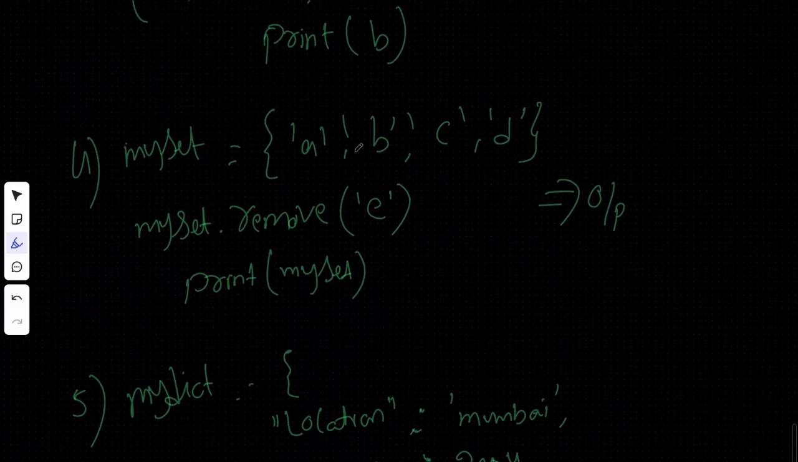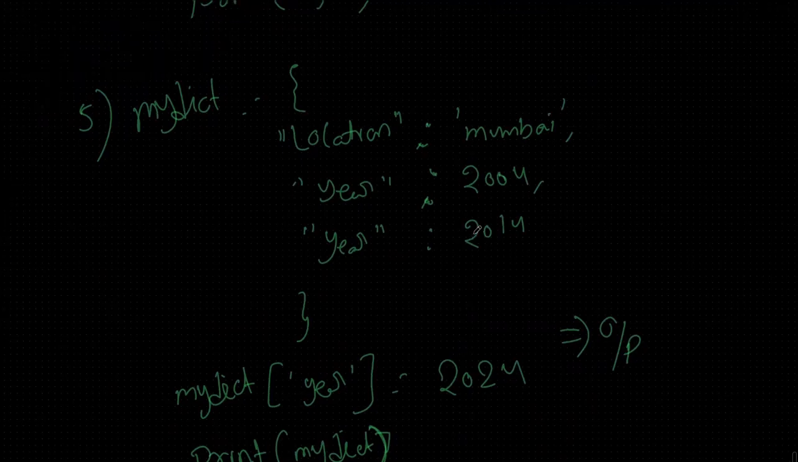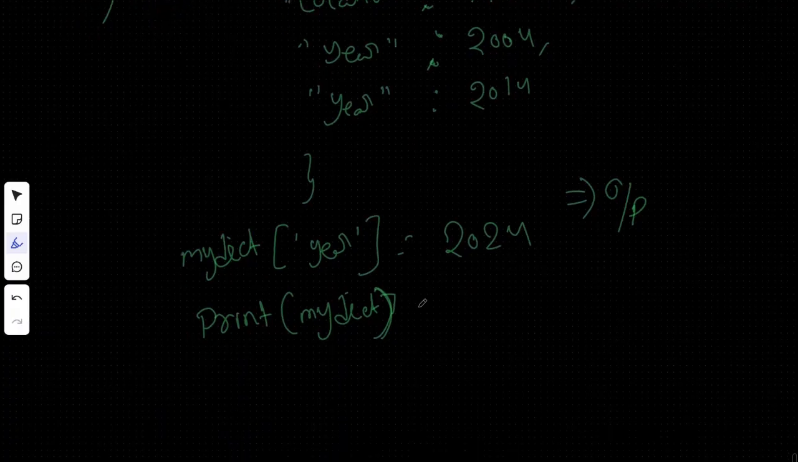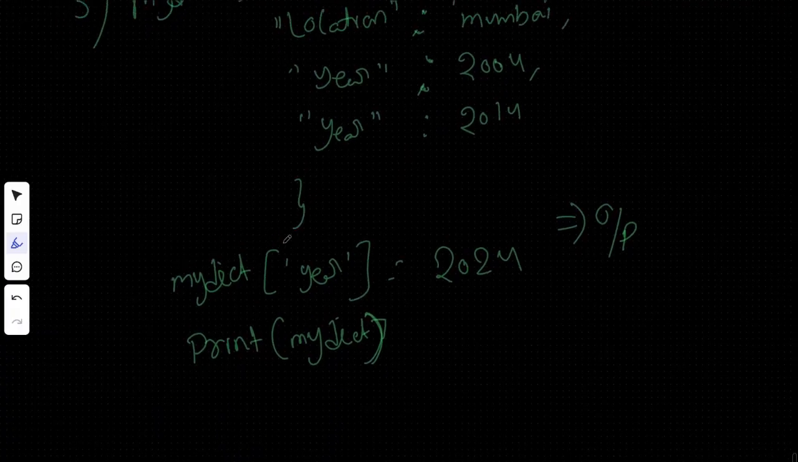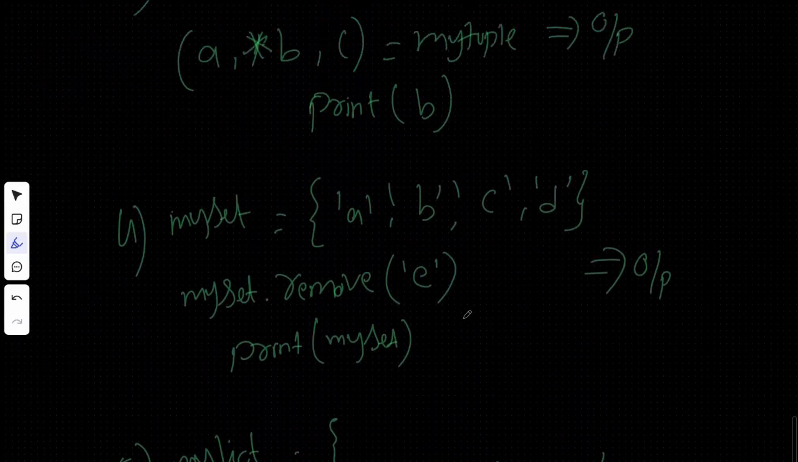And fourth one, my set with a comma b comma c comma d values and my set dot remove e and print my set. What is the output of my set? And fifth question, my dictionary equal to dictionary of location Mumbai, year 2004, again year key 2014, and now I am updating year. My dictionary of year key equal to 2024 and print my dictionary. What is the output of my dictionary? These are all 5 questions.